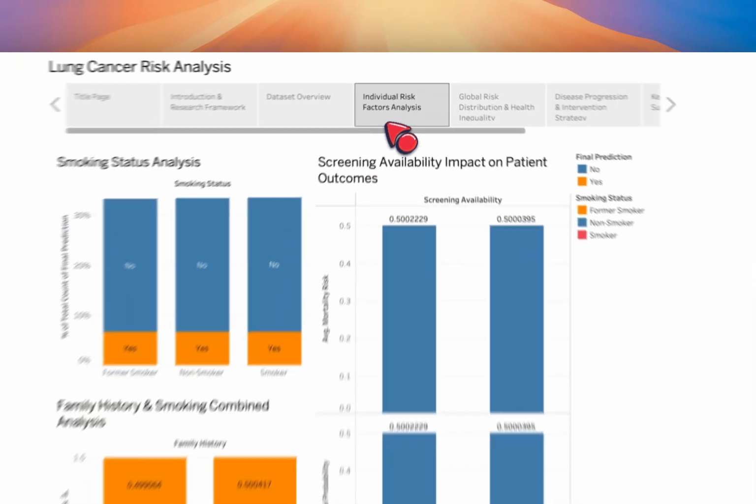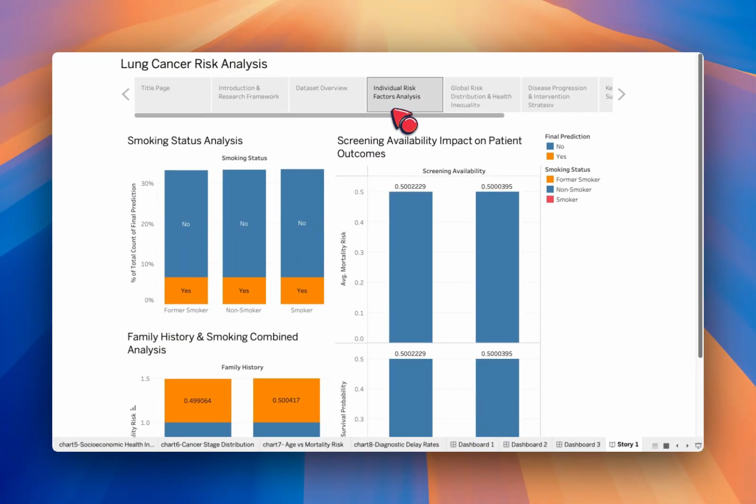Let's identify the key characteristics for risk profiles. Look at the smoking status. Former smoker, non-smoker, and smoker all show similar patterns. About 6 to 7% get yes predictions. This tells us smoking matters, but it's not everything.